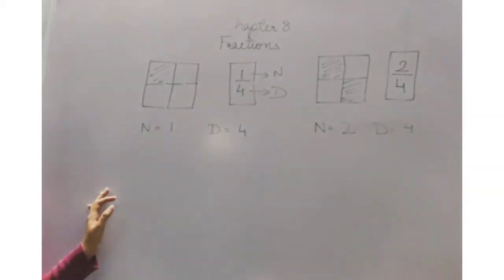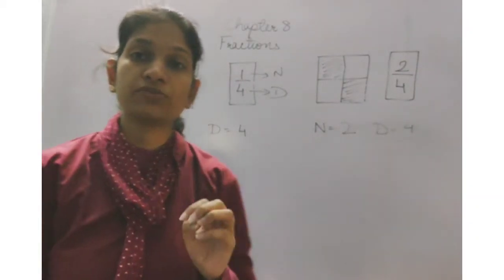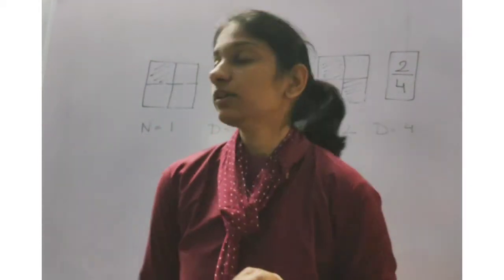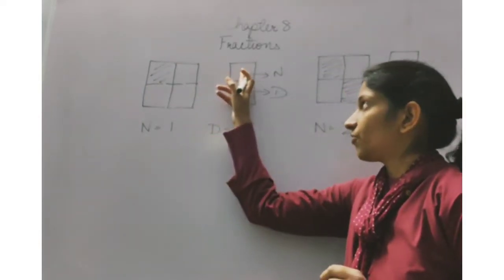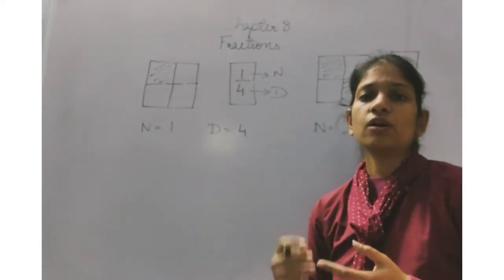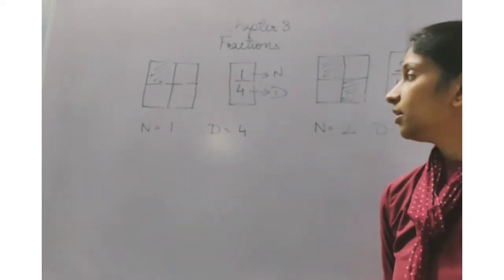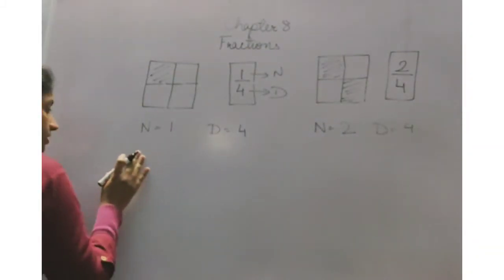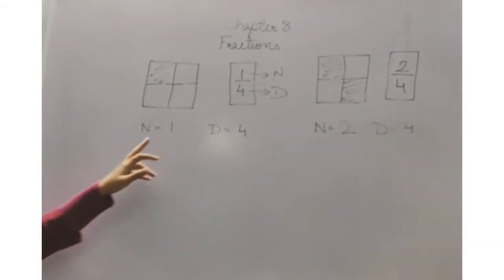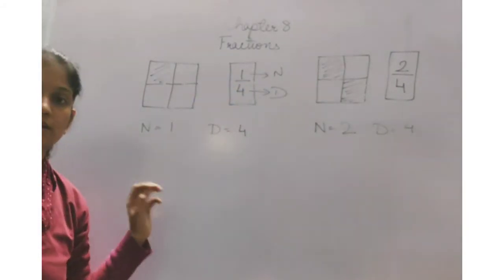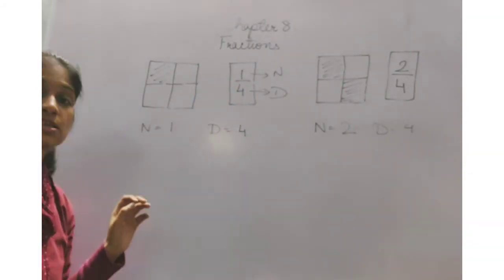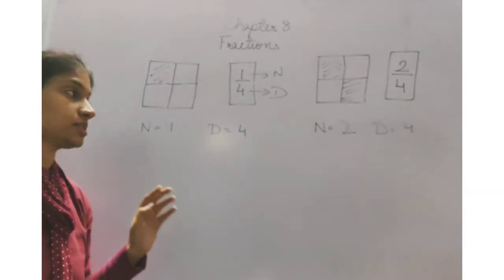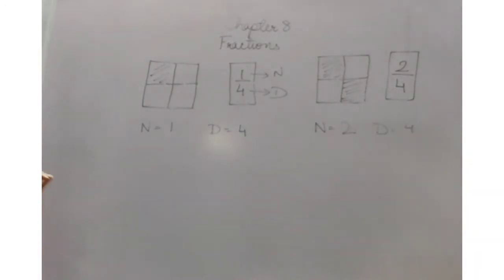Now we talk about writing the names of the fractions. Whenever there is a 1 in the numerator of a fraction, say it is 1 by 4, 1 by 3, 1 by 2, then the name of these fractions are known as unit fractions. Whenever you have 1 as a numerator in a fraction, these fractions are known as unit fractions.